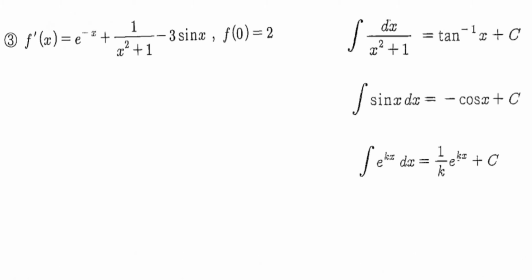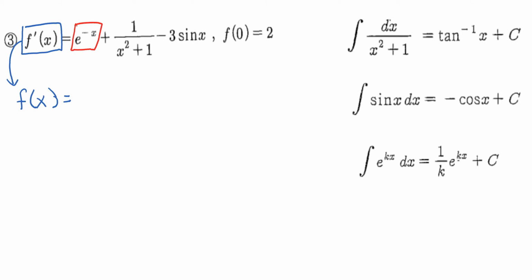I'm now moving on to the next question, and for the next question I'm given f prime of x, and the goal is I want to go back and find the original equation. If I want to find the original equation, I need to find the antiderivative. And when I'm finding the antiderivative, let's just look at each term separately here.